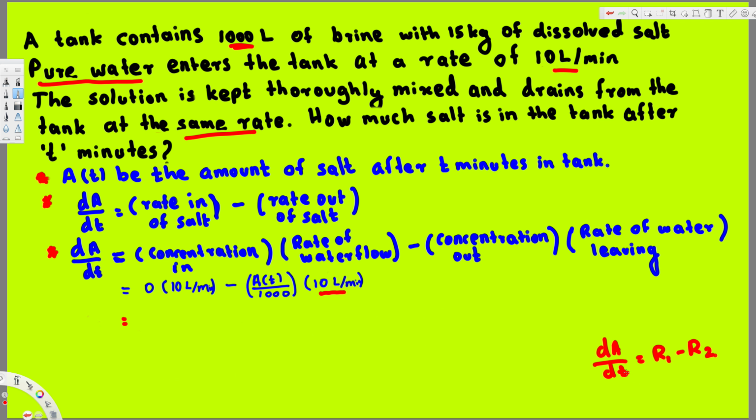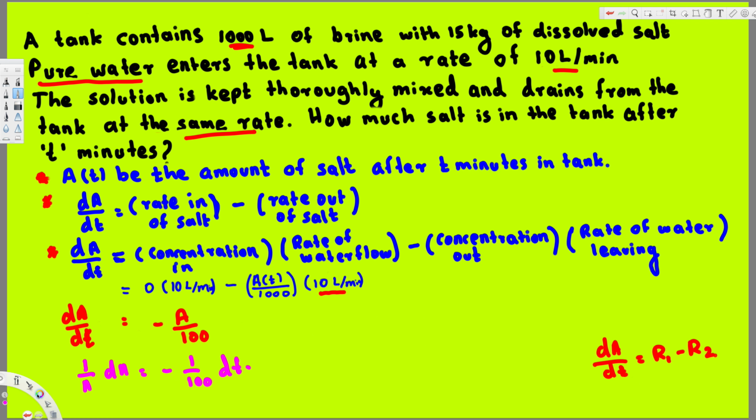And we have now plugged everything into this equation. Now let's go ahead and solve it. So this becomes dA/dt = -A/100, because 0 times 10 is 0, and 10 and 1000 cancel each other, we get 100 and A on top. Here we can see that this is a separable differential equation, so we can separate and integrate. Now let's bring the like terms together. First, we bring the A's to one side, so this is going to be 1/A dA, and on the other side of the equation we are going to have -1/100 dt.